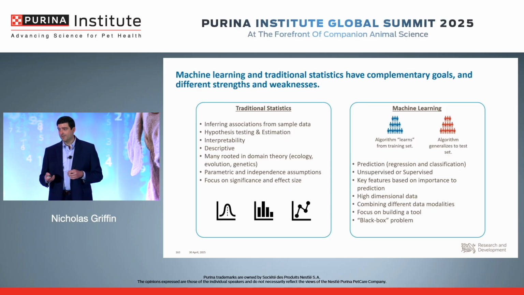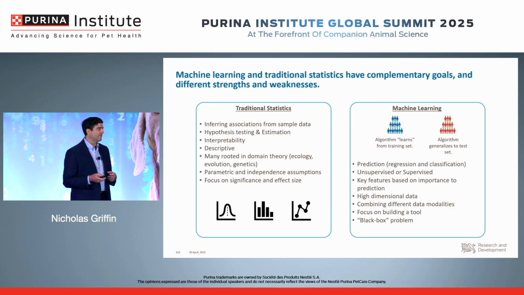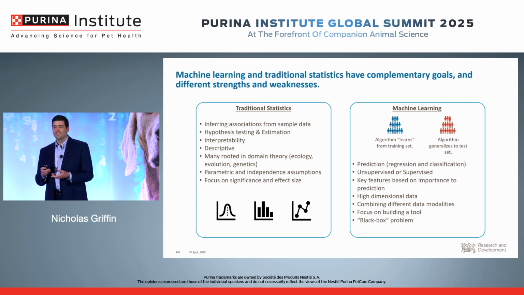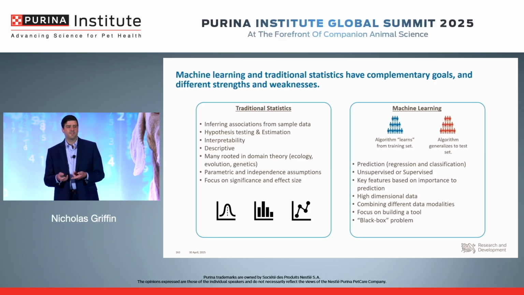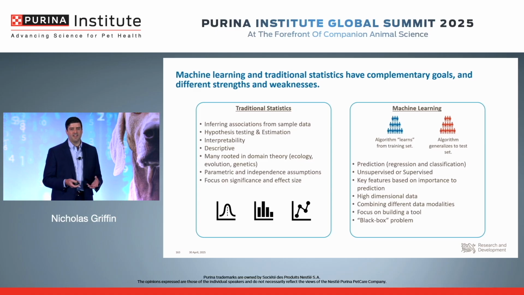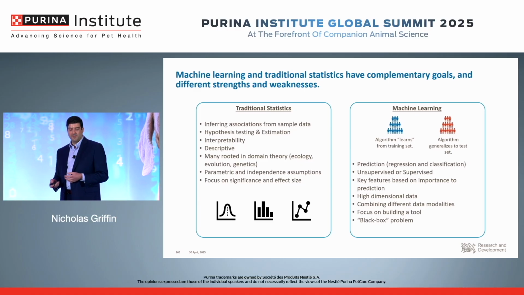They excel at working with high dimensional data. They're very good at combining different types of data, but they do suffer from a little bit of a black box problem. Some of these machine learning algorithms can be very hard to interpret. So you don't necessarily know why a particular feature was picked. You don't necessarily know why a particular prediction was made. This isn't true of all these algorithms, but many of them do suffer from this.